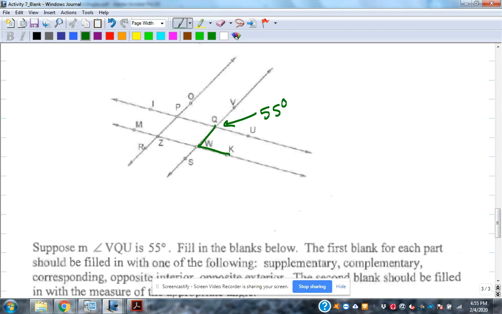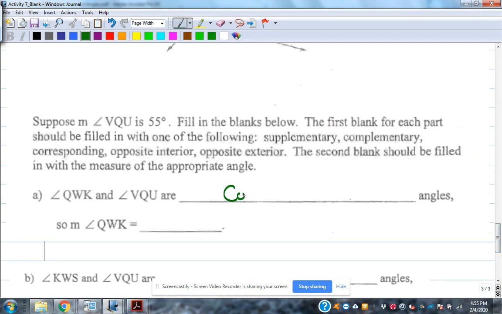Corresponding. They're on the same line that cuts through 2 parallel lines, and they're on the same side, but they're not in between the parallel lines. So that's corresponding. And so if they're corresponding, we know that they are what? The same. So this would be 55 degrees.